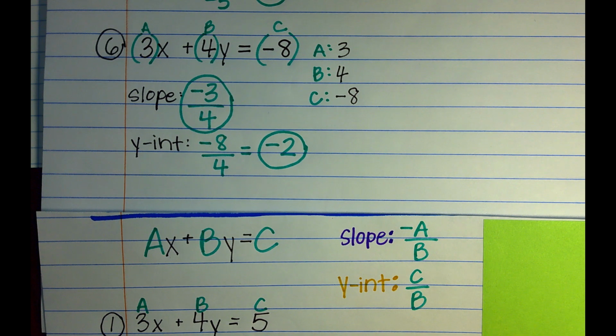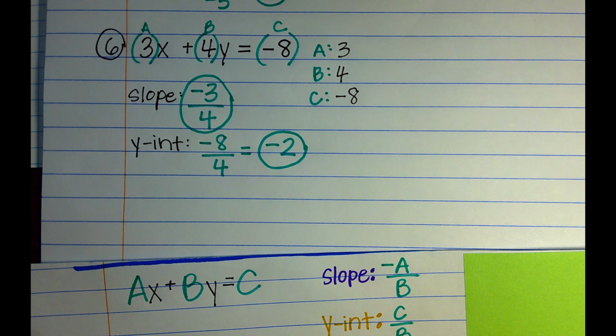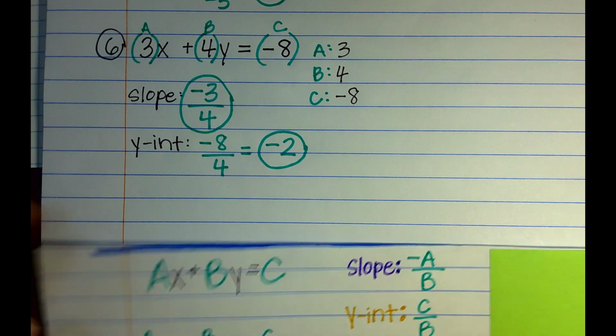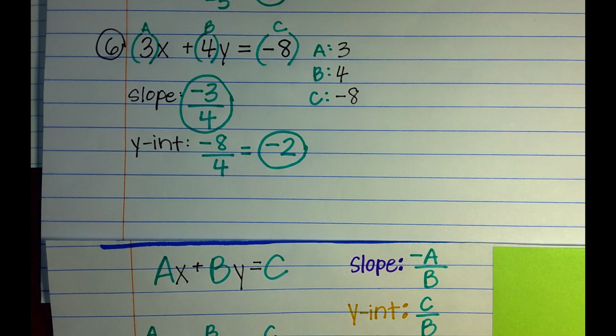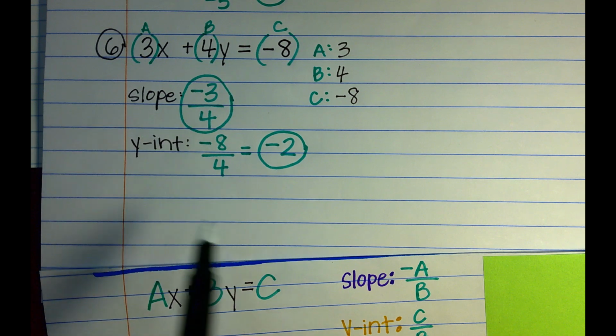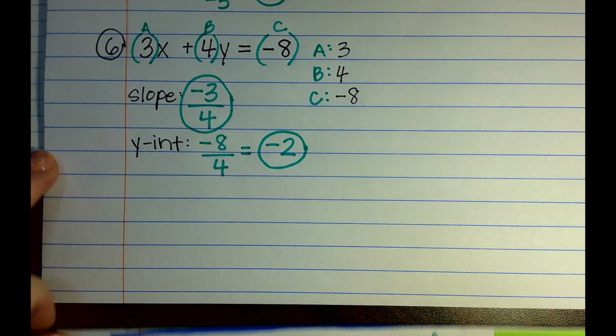So here's what I'm going to do. I am going to write out a bunch of these, and I'm going to set a little timer in a minute and have you practice identifying the ABC, the slope, and the y-intercept. Okay? I'm going to come around and help you. If anybody needs it, just holler at me. And then we'll go over them together.